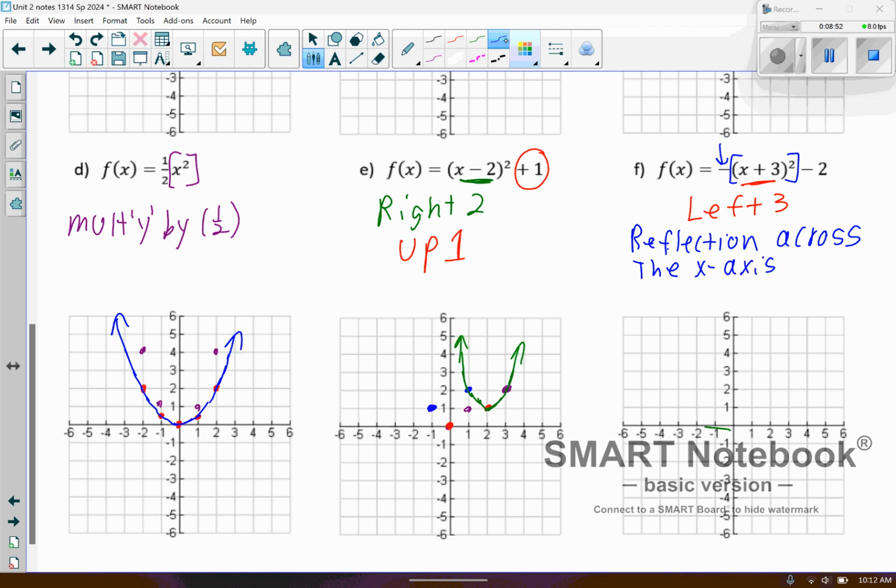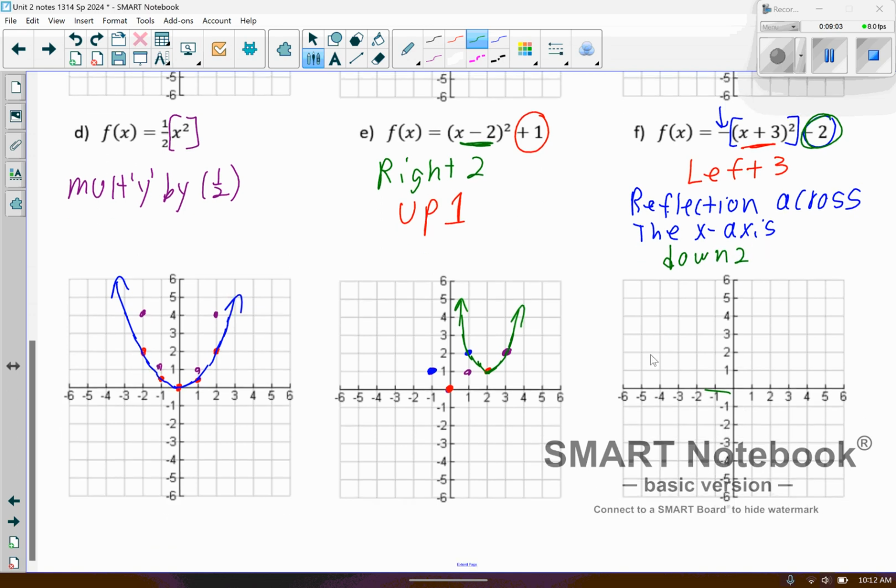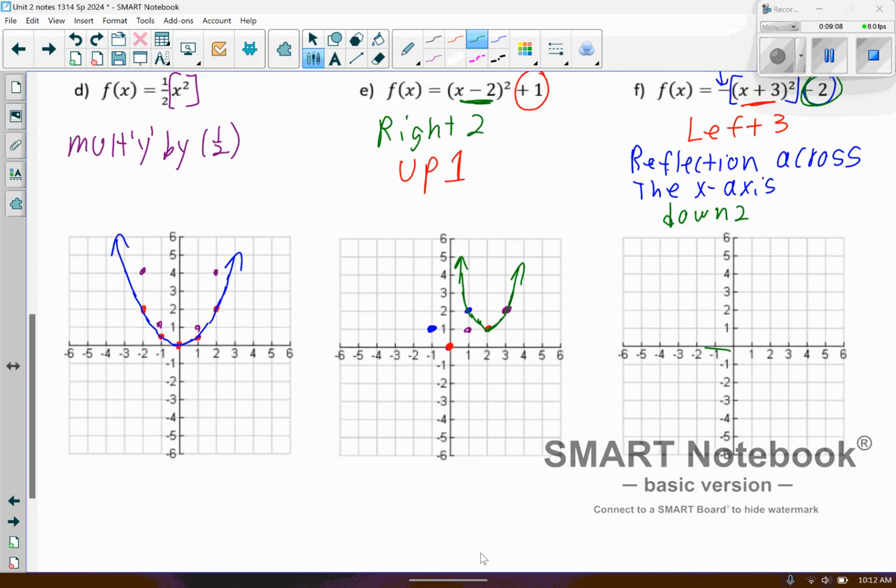Okay, and then the last part was the going down 2. Color code that a little bit. Let's see, down 2. All right, let me give myself a little bit more room. Okay, so here we go. So the original 3 points, we'll color code this here, here, and here. Okay, so starting with my red point, I have to go left 3.